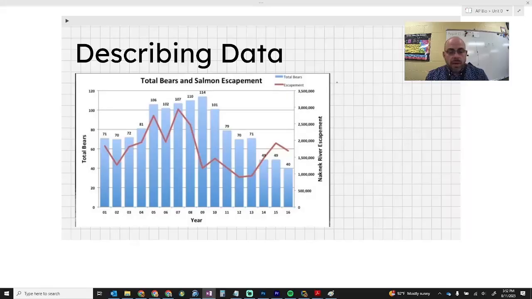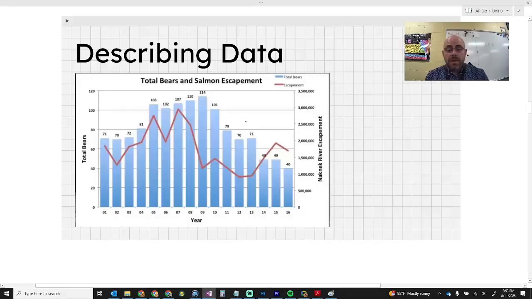There were 9 more bears in 2008 than there were in 2010. That is a description of the data. It's very simple, right? But you could make a claim concerning bear population and salmon population based on the data. And then you would say, when salmon escapement decreased, bear populations decreased as well. That'd be making a claim based on the data.